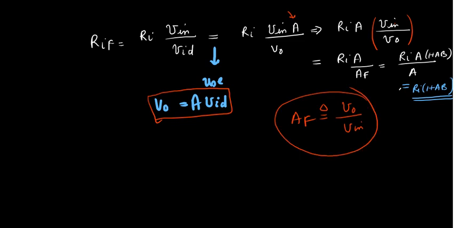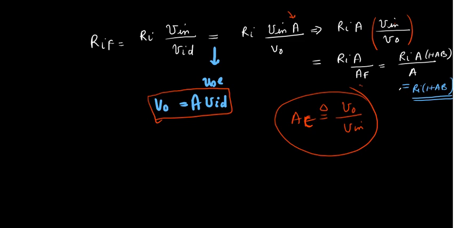Correct? Not feedback, closed loop gain, right? Closed loop gain. We should call it closed loop, otherwise you will get confused with B. B is the gain of the feedback circuit, and AF is the closed loop gain. You can also change it if you want, AC, right? It's a closed loop gain.